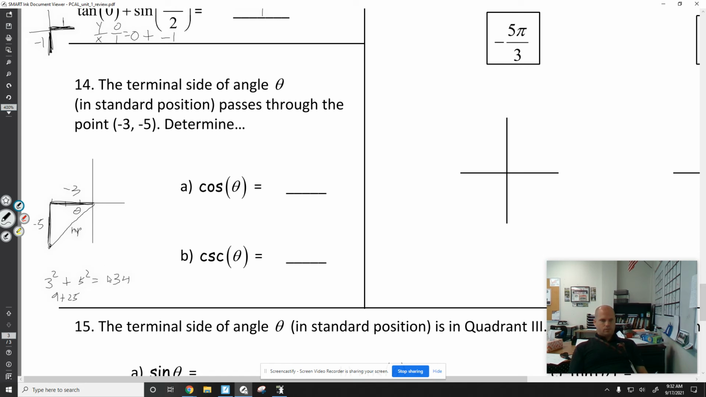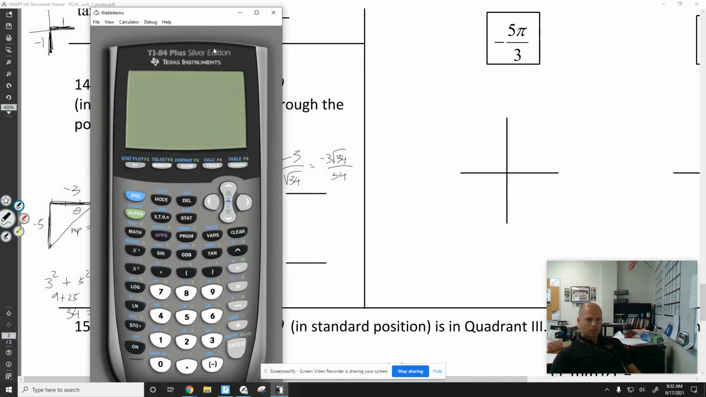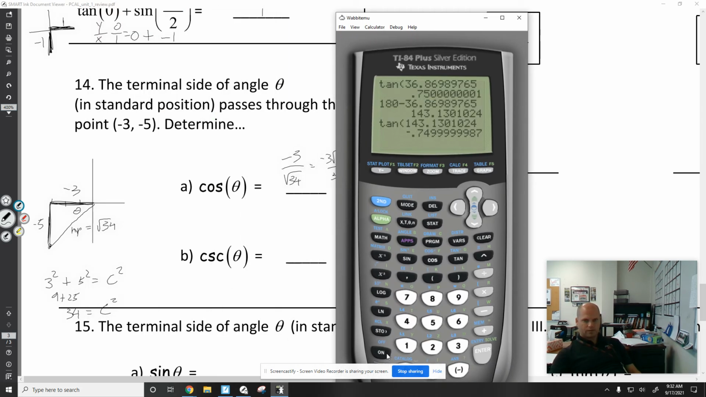So C's got to be the square root of 34. I'm just going to leave it like that. Cosine, adjacent over hypotenuse. Rationalize, -3 root 34 over 34. I just want to make sure, like -3, -5. Yeah, that's right. 3 squared plus 5 squared are our two legs, 34. All right, cool.